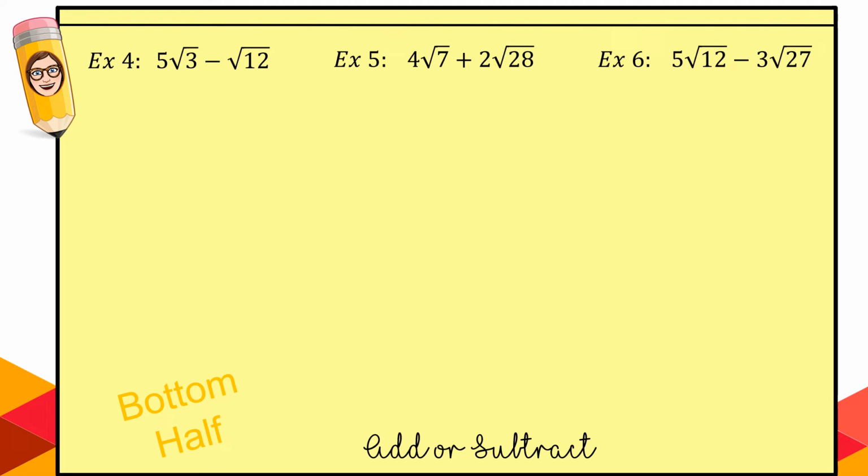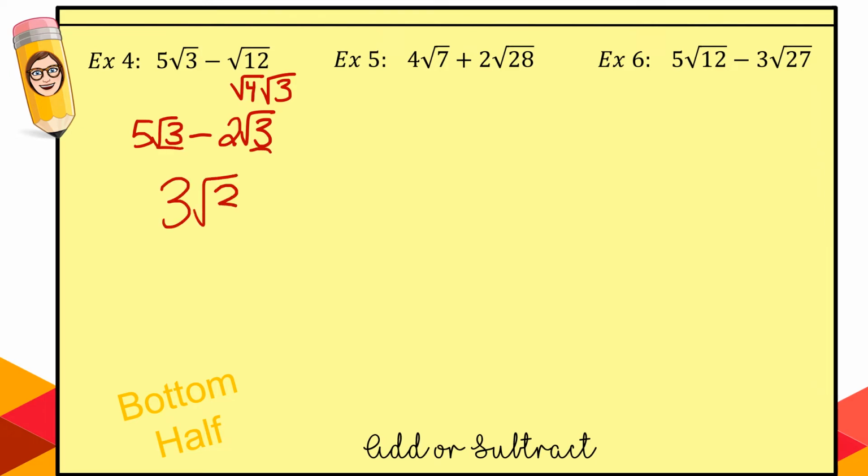Let's take a look at the next 3. In example 4, I do not have like radicals. That's because I need to break down the 12. So the 5 stays. Everything else falls down. 12, my perfect square would be 4. My unperfect square is 3. The square root of 4 is 2. The 3 stays. Hey, we just made like radicals. 5 minus 2 gets me 3 of them. See how that works? Let's take a look at the next one.